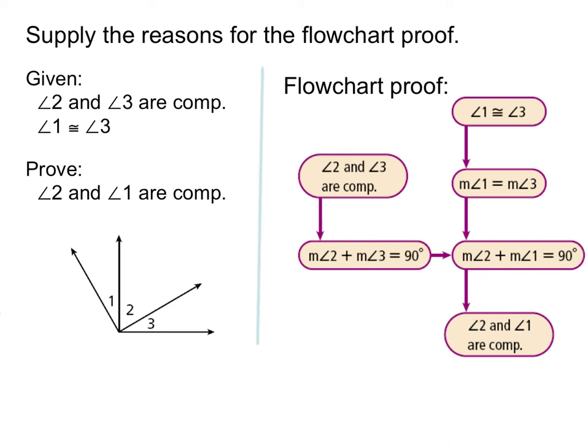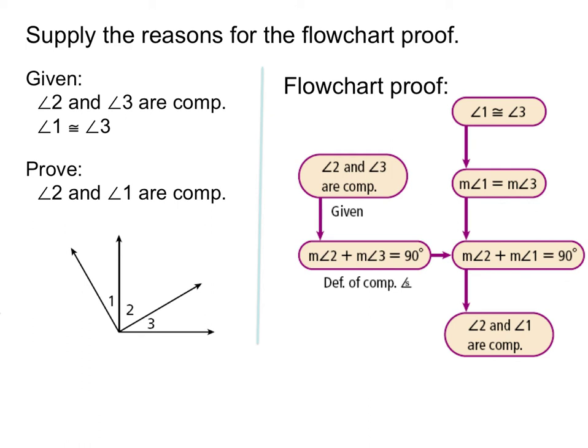Okay, if you found those, the very first one on the left was given. Now I'm going to go to the one right below it because that's the thinking sequence. If angle 2 and 3 are complementary, what does that mean? It means that they add up to 90. So what do we call that when it tells you the meaning of it? It's a definition. So that oval should say definition of complementary angles.